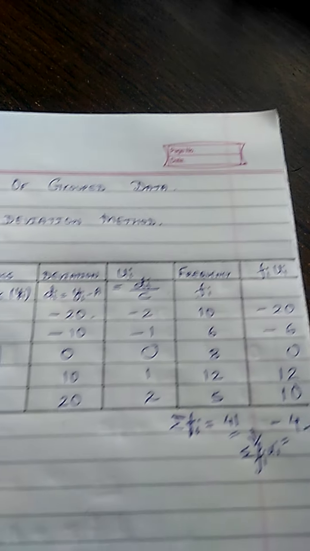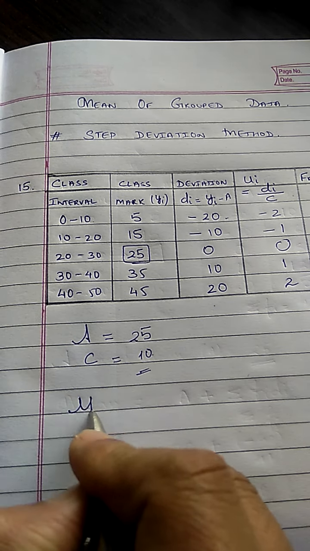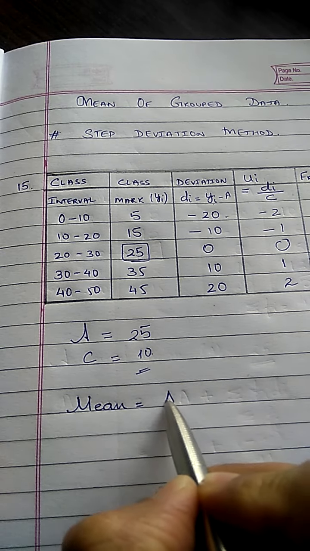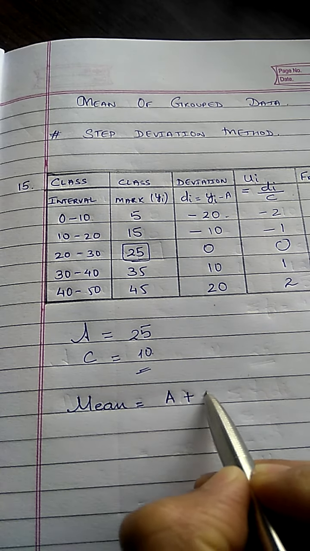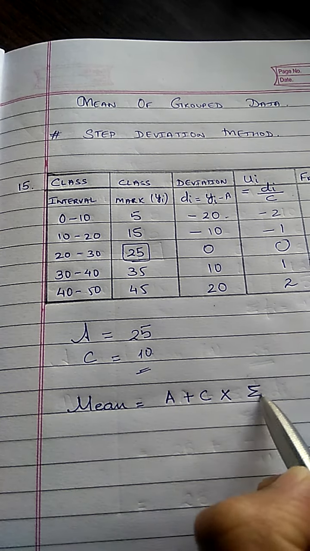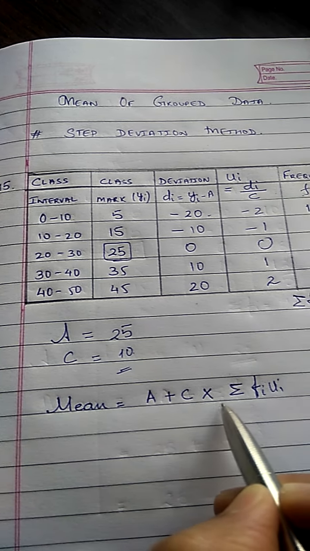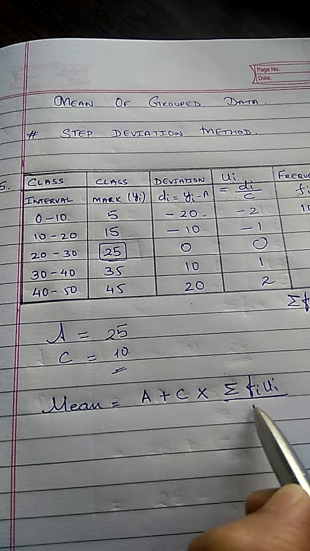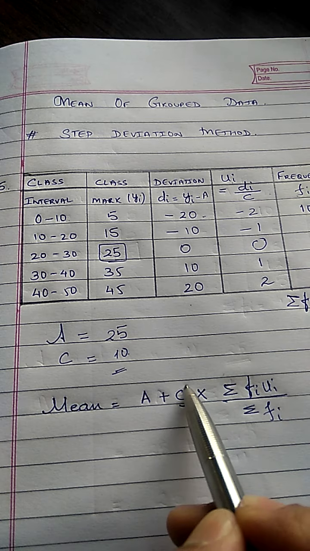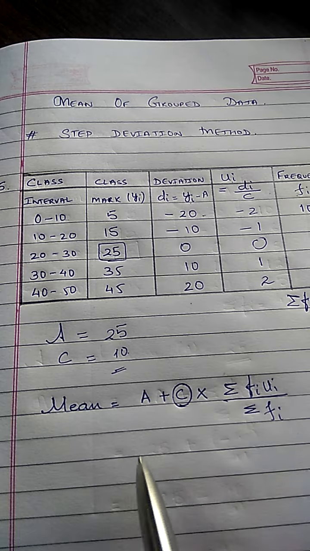Now let's find out the mean. In order to find the mean, the formula gets a little bit modified, and the formula that we obtained here is assumed mean plus class size into summation of fi ui divided by summation of fi. So this particular factor, the class size, is a new inclusion in this formula.